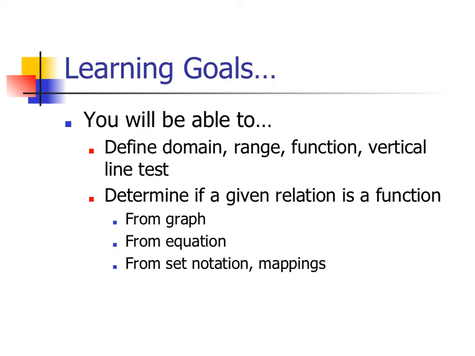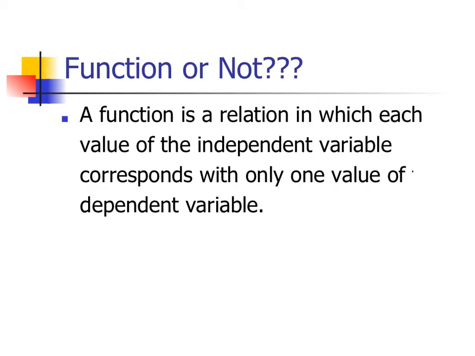In this lesson, we will look at domain, range, function, and the vertical line test. You will be able to tell from a graph, an equation, or from set notation and mappings if something is a function. A function is a relation in which each value of the independent variable corresponds with only one value of the dependent variable.